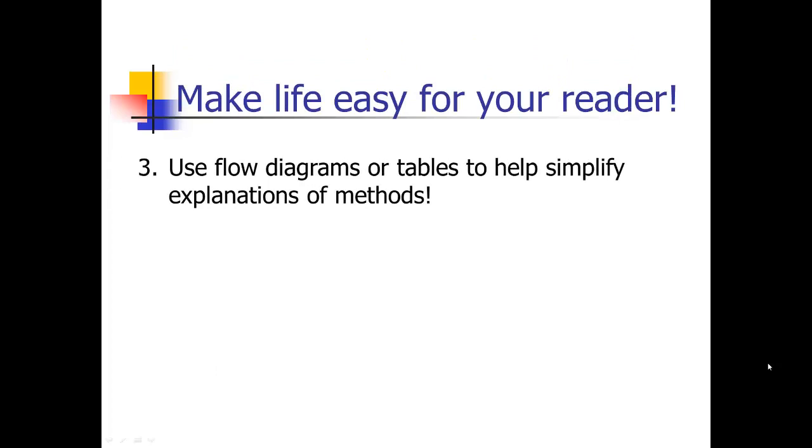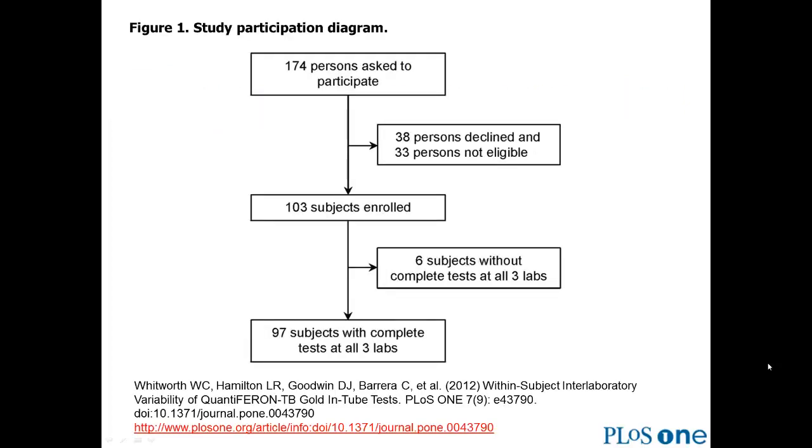Another way to make life easy for your readers is to use flow diagrams or tables to help simplify the explanation of methods. A very common thing that people will do, if you've got a clinical study and participants flowing through your study, is a participant flow diagram like this. 174 persons were asked to participate. Here's how many actually enrolled. Here's what happened to them. Information like this is really easy to glean from a diagram, but really hard to get if you tried to write it in text. It would be really boring to read, and hard for the reader to glean that information. So it's much better presented in some kind of diagram.